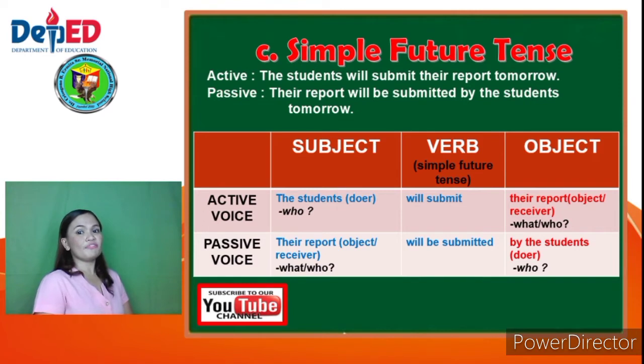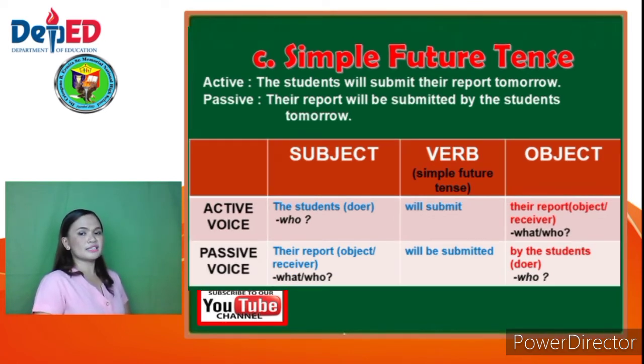C. Simple future tense. Active: The students will submit their report tomorrow. Passive: Their report will be submitted by the students tomorrow. In this example, active voice, the students will submit their report tomorrow, and passive voice, their report will be submitted by the students tomorrow. Again, analyze the table.